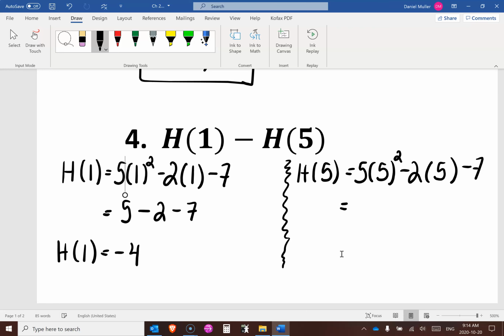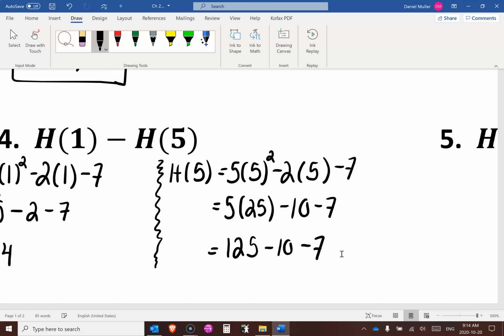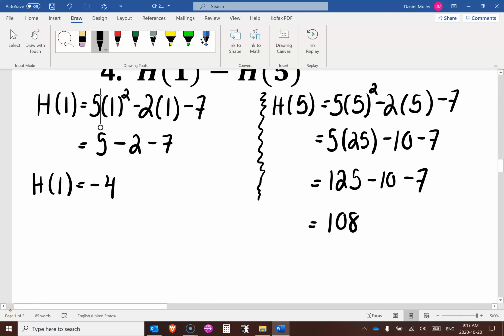Now what is h of 5? So this is a 5 times 5 squared is 25, minus 10 minus 7. Now 5 times 25 is 125, minus 10 minus 7. So 125 minus 10 is 115. Minus 7, I think, is 108. So let's take a look here. That is what h of 5 is.